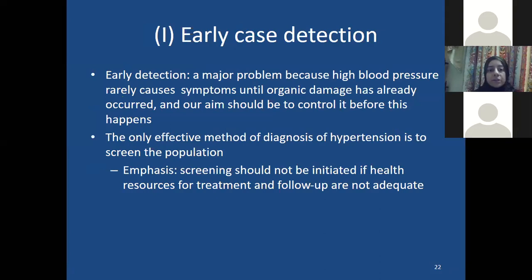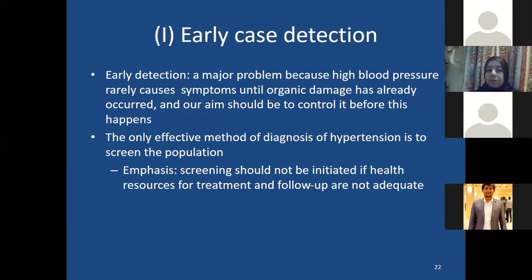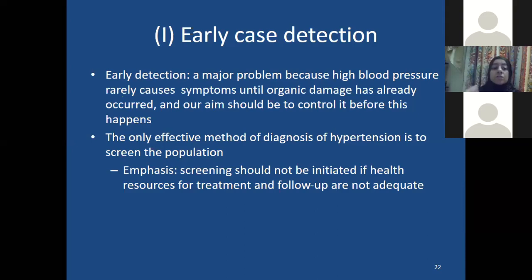Early detection is a major problem because high blood pressure rarely causes symptoms until there's organ damage, which has already occurred, and our aim should be to control it before this happens. The only effective method of diagnosis of hypertension is to screen the population, through blood pressure monitoring. The emphasis should be that screening should not be initiated if health resources for treatment and follow-up are not adequate. In that case, you do not screen everyone.